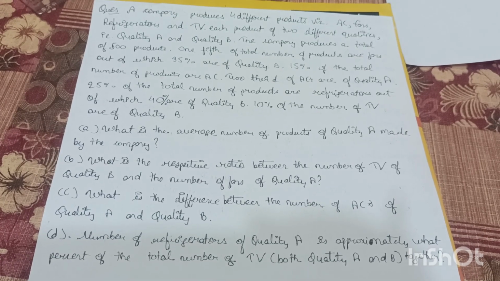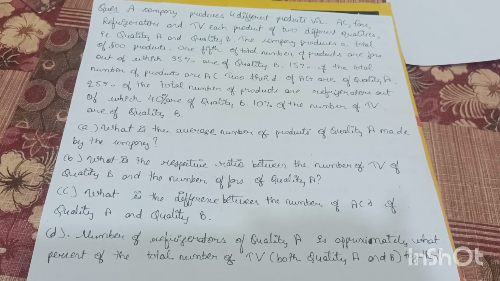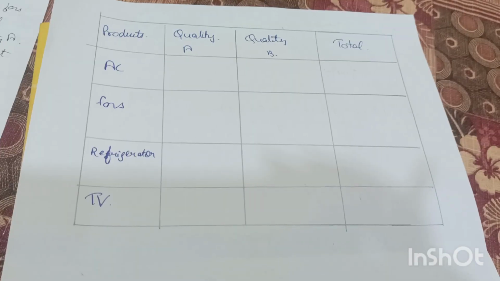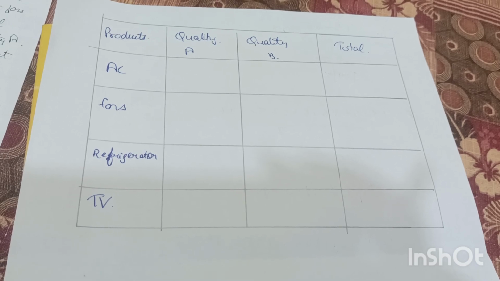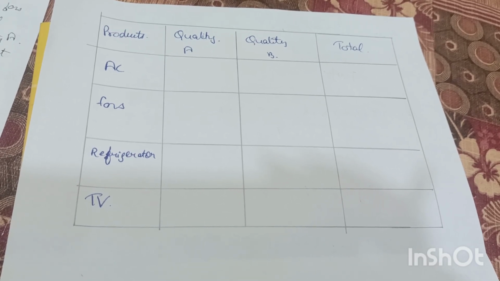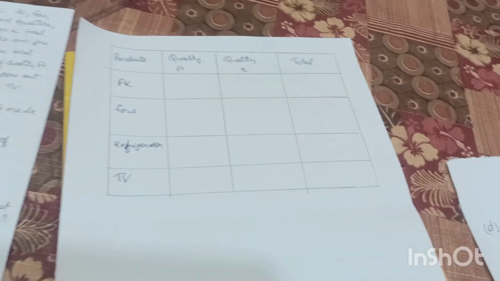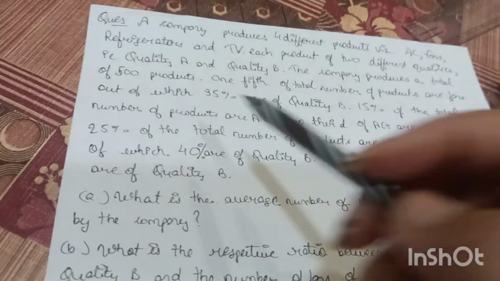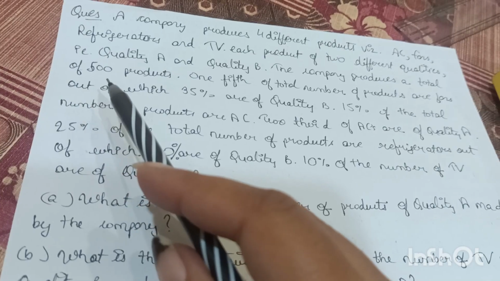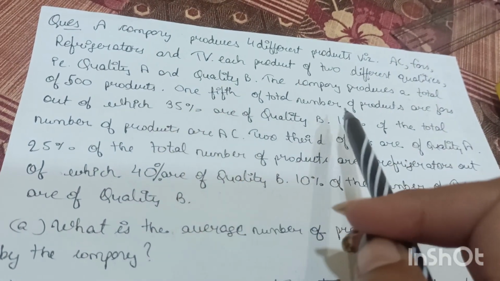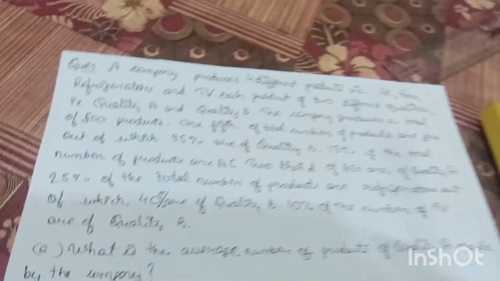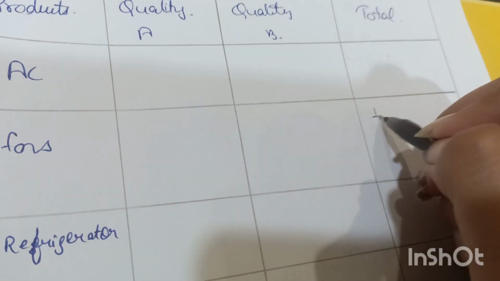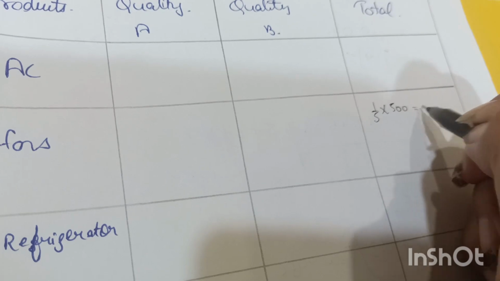So the next question is on your screen. You may solve it out. For this question, please make the table like this. So now let's solve the question. In this question, we have been given the total value of products as 500, and 1/5 of the total products are fans. So 1/5 of 500 is 100.